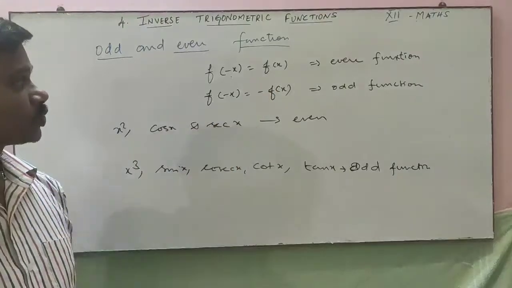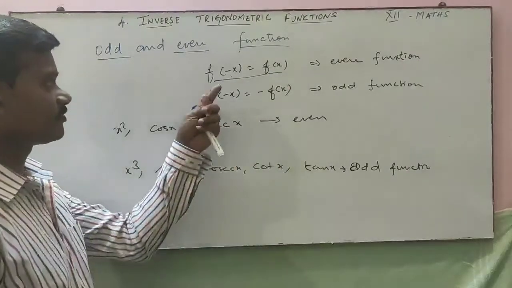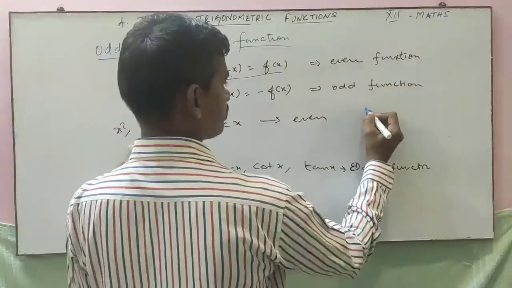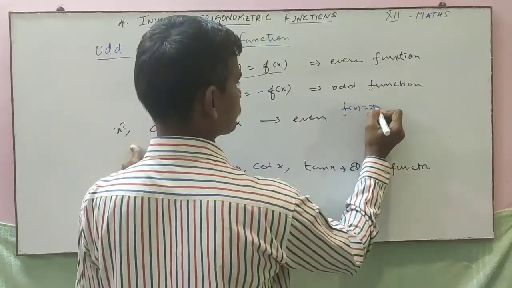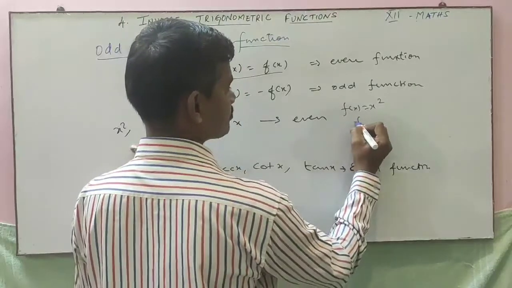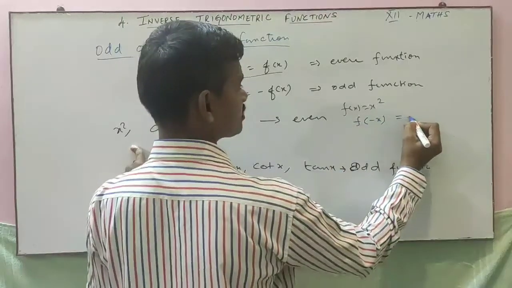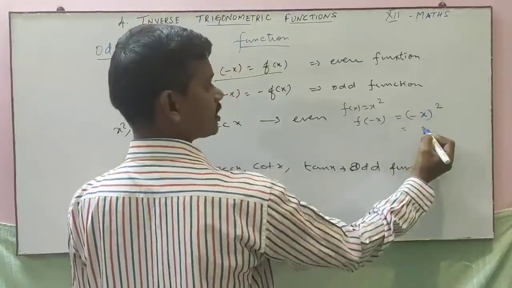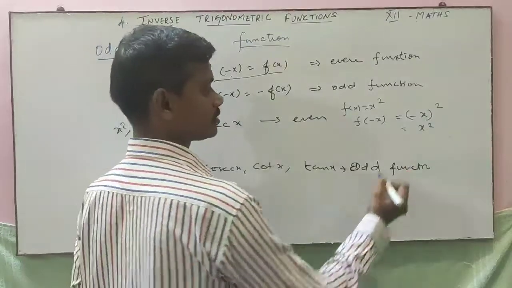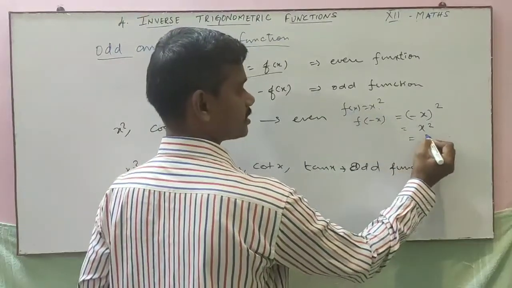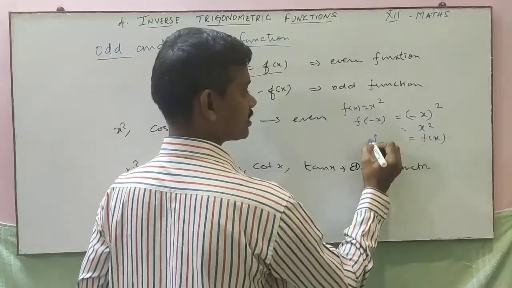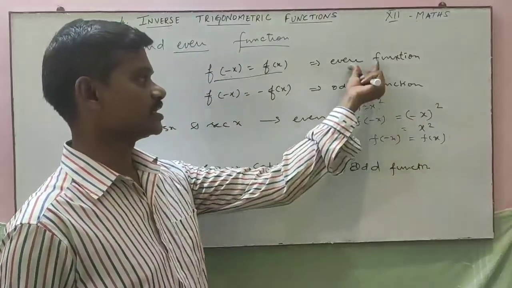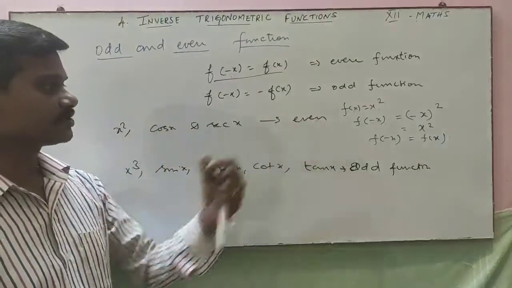I will explain this with this concept. f of minus x is equal to f of x. If I take the function f of x is equal to x square, and substitute the value of x as minus x in this, I will get minus x whole square. What is minus x whole square? It gives again x square, which is f of x. So now we get f of minus x is equal to f of x. So x square is an even function.